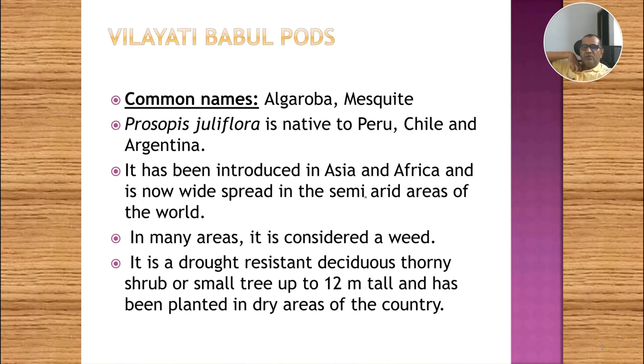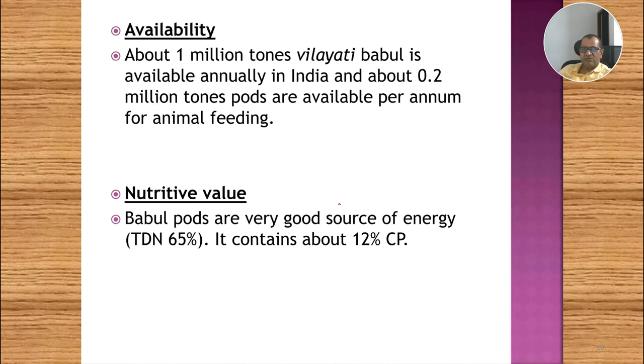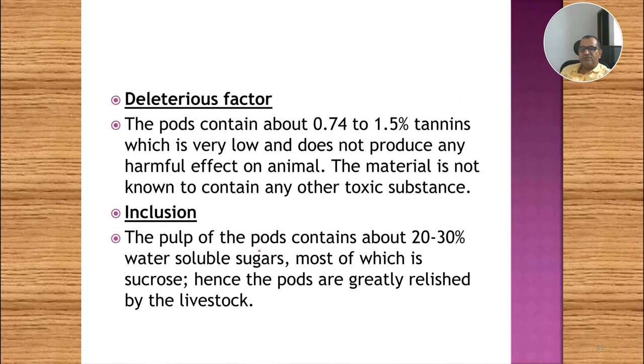So what are the energy sources? The common names, like Vilayati Babul pods, and the common name is Algaroba or Mesquite. These are present in varieties of countries, and it is considered a weed. Vilayati Babul pods are from a drought resistant and thorny small tree. The nutritive value of these babul pods is a very good source of energy. TDN is 65%. The deleterious factor is that they contain tannins, hence they are not so effective.